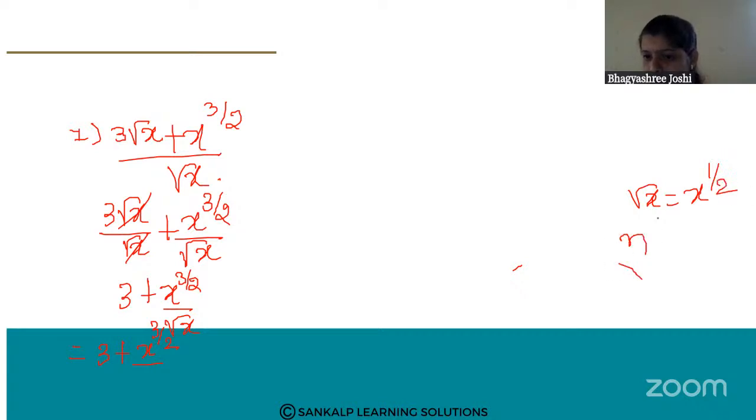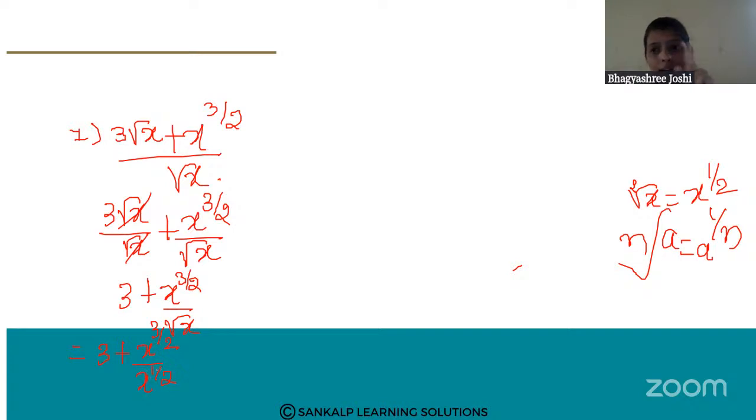That is, nth root of a is equal to a raised to 1 by n. So here the index is 2 and the base is x, x raised to 1 by 2. Therefore, I can write root x as x raised to 1 by 2. Now observe carefully: 3 plus x raised to 3 by 2 divided by x raised to 1 by 2.